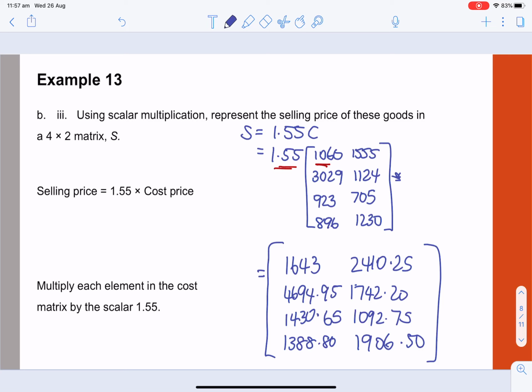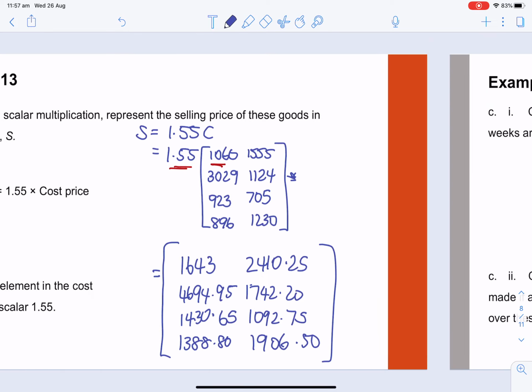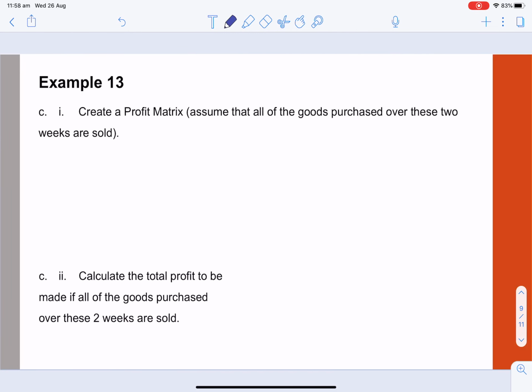So the selling price is considerably higher. It's 155% times. All right, on to part C. Create a profit matrix. Assume that all of the goods purchased over these 2 weeks are sold. So, profit equals selling price minus cost price. My accounting kids know that. I've drilled it into them a few times.